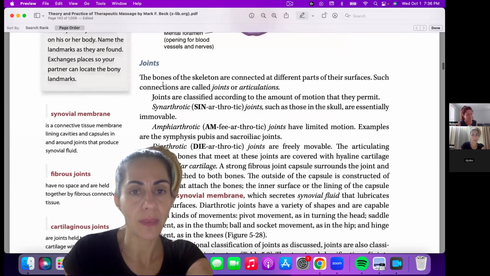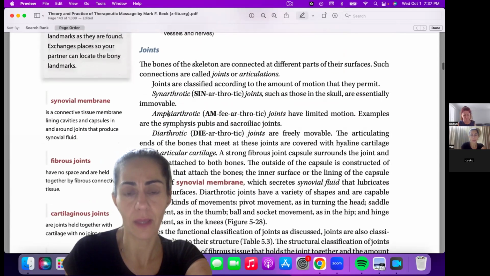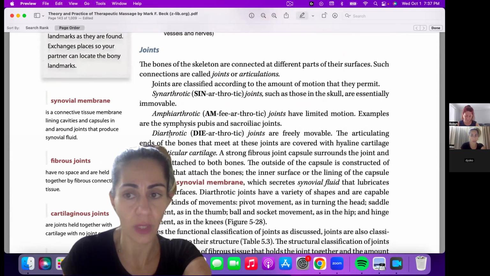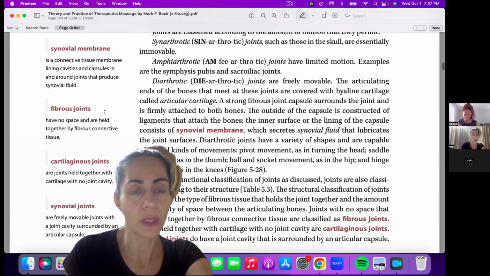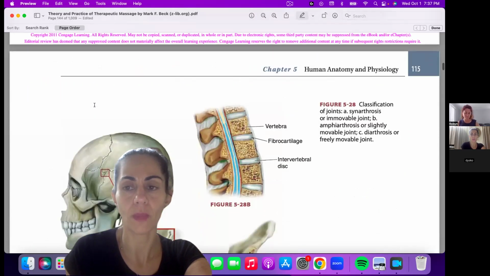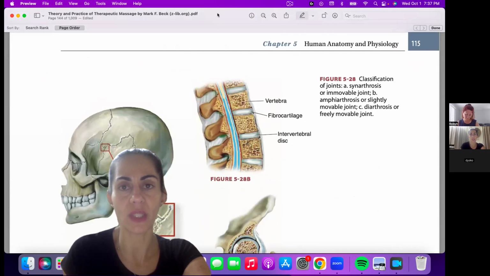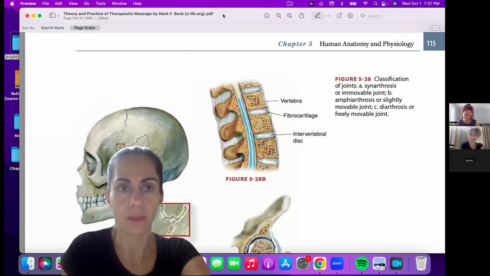Okay, remember we have three types of joints. Synarthrotic means it's immovable, right? Amphiarthrotic is partially movable, and diarthrotic, which is most of the synovial joints in the body, the movable joints. And in the workbook, they give you empty space and you can fill that in, and that helps you memorize them. But if we keep it simple, it's much easier to have it stick in our memory.